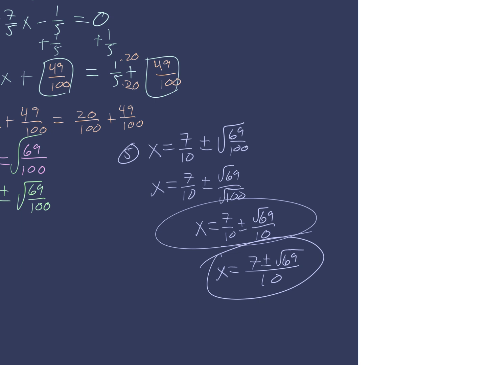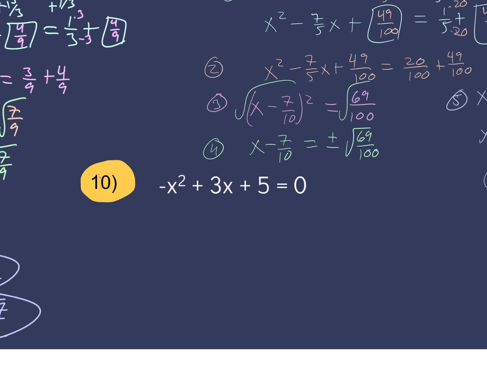Right, and these are both equally correct. All right, just one more. Just like the others, we don't see a number in front of the x squared, right? But we see a negative, right? Again, just like the others, we only want the x squared, right? So let's get rid of that negative.